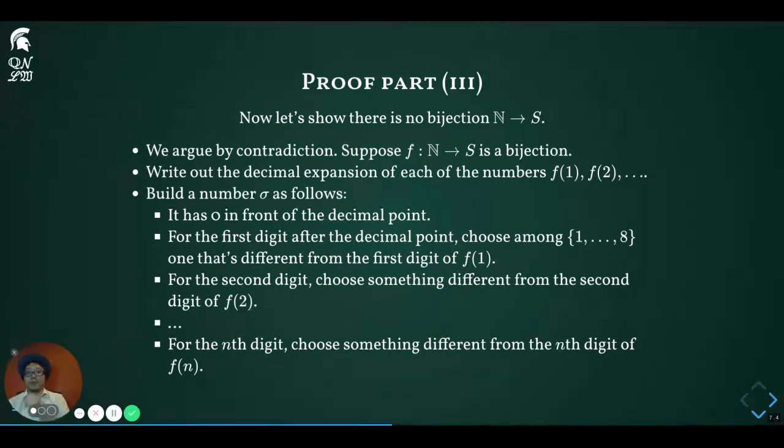Here's the meat of the proof. We will show that there is no bijection from the naturals to S. We will argue by contradiction. Suppose that f is a bijection. We will write out the decimal expansion of each of the numbers f of 1, f of 2, and so on. And we will use another diagonal argument to build a new number sigma. We set it to have a 0 in front of the decimal point.